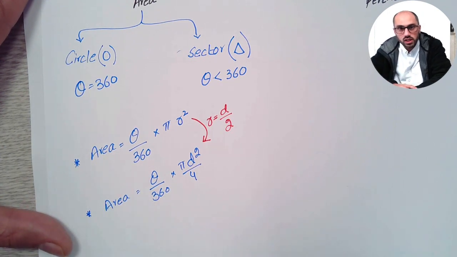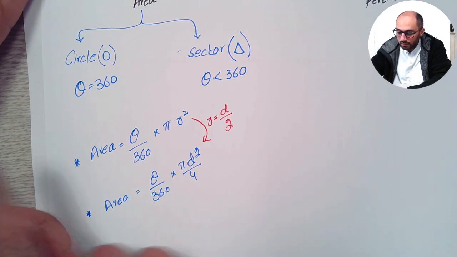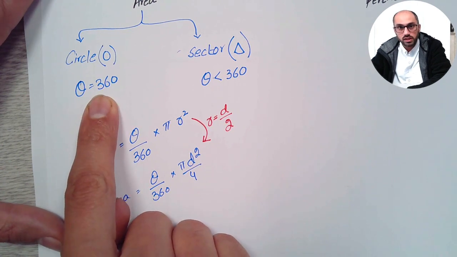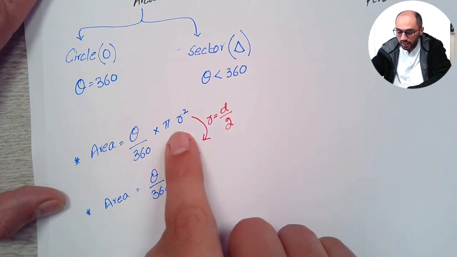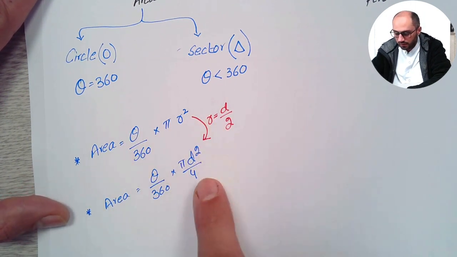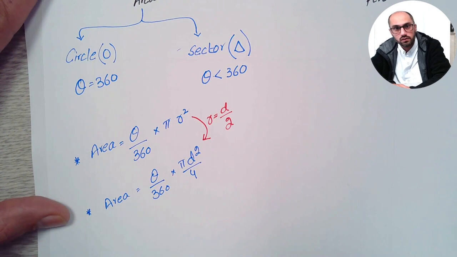Now this formula works for both, you just have to remember in the first case my angle will be 360. In the second case the angle will be less than 360. If you know the radius, go for the first formula. If you know the diameter, go for the second formula.